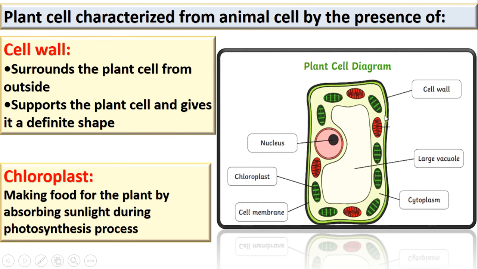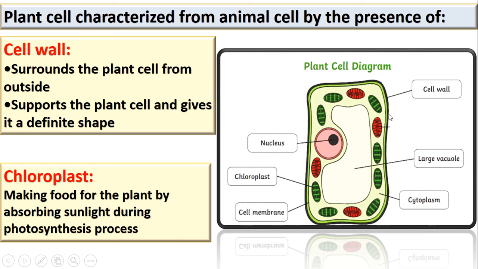There are some parts in the plant cell that don't exist in the animal cell. What are they? The plant cell consists of nucleus, cytoplasm, and cell membrane like the animal cell. But there are two parts inside the plant cell that don't exist in the animal cell, which are cell wall and chloroplast. Let's go to the cell wall. The cell wall is surrounding the plant from the outside.